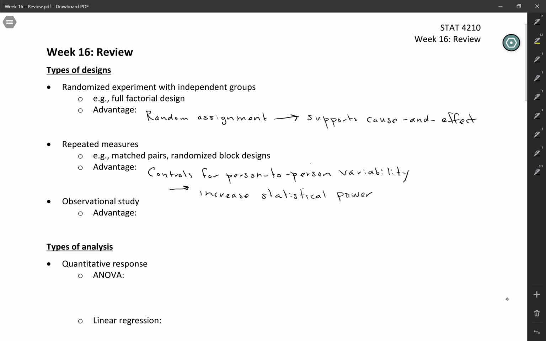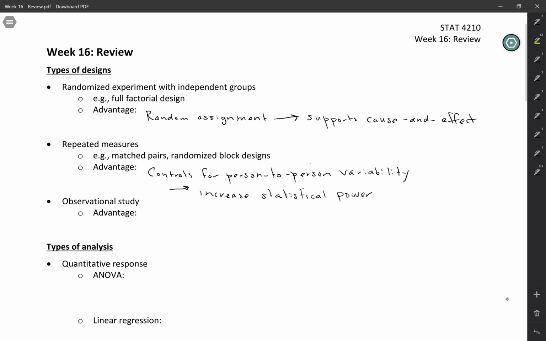In other studies, we're not imposing any particular treatments on the individuals in the study. We're just observing to see what happens and how that could be connected to possible responses. This is called an observational study when we don't impose any treatments. In some cases, this is our only option. Sometimes it's not practical or it's not ethical to do a randomized experiment.